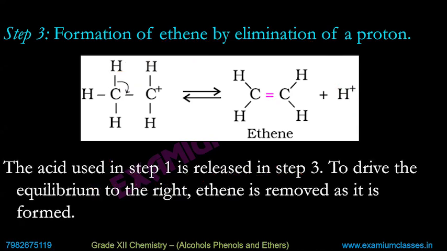The acid used in step 1 is released in step 3. So this is released in step 3. To drive the equilibrium to the right, ethene is removed as it is formed. This ethene is removed quickly from the reaction mixture.